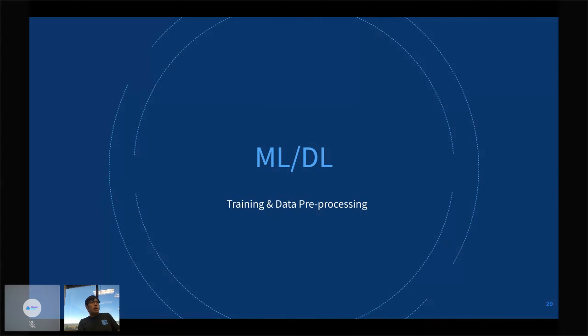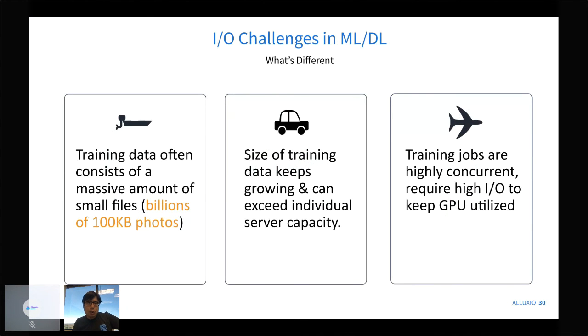So I want to switch gears a little bit. Essentially, in the past 2 years, we have seen a surge in applying this technology for machine learning and AI workloads. So I want to talk a little bit about it. What are the I/O challenges in machine learning and deep learning, especially the deep learning phase? One is we see the training data is getting bigger, and also consists of massive amounts of small files, billions, like I mentioned, billions of 100 kilobyte photos. That's the scale we're talking about.